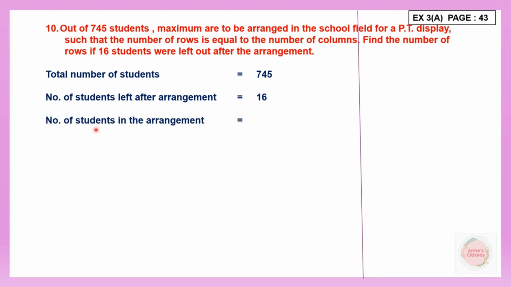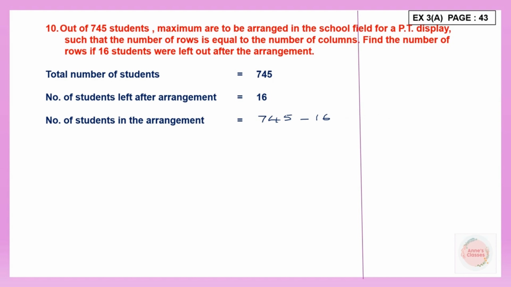That means how many students are there in the arrangement? We have to subtract these two. So initially there were 745 students, but to make the arrangement they had to remove 16 students. So now what is the number of students in the arrangement? 745 minus 16 is 729. So we have 729 students.